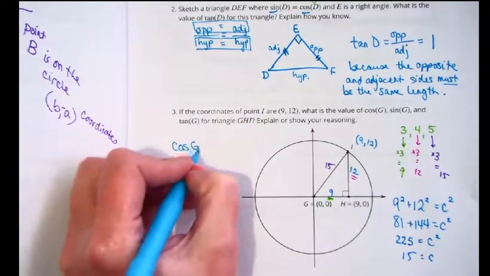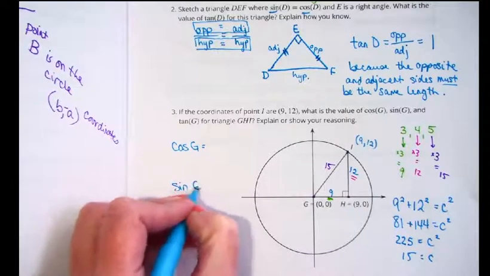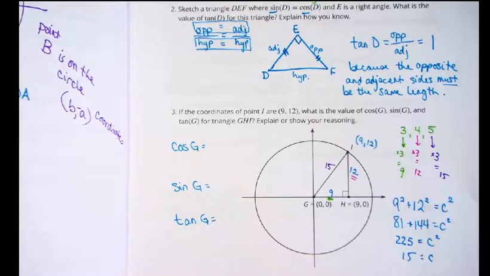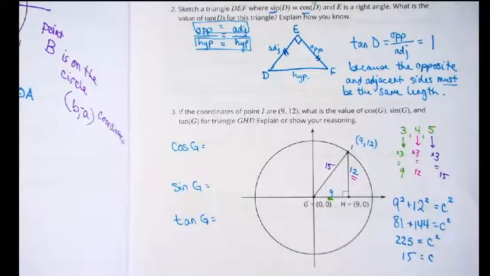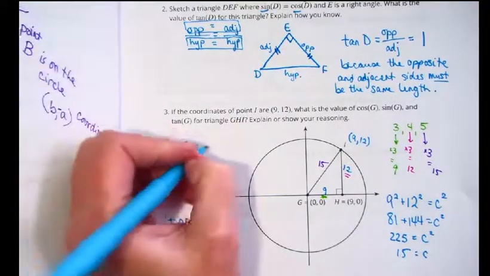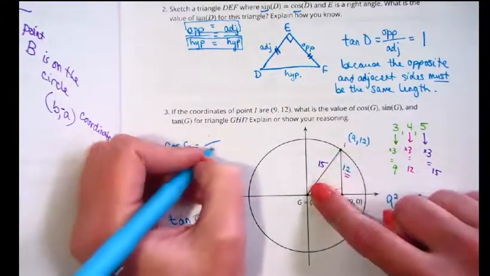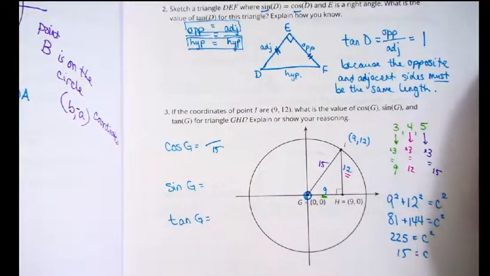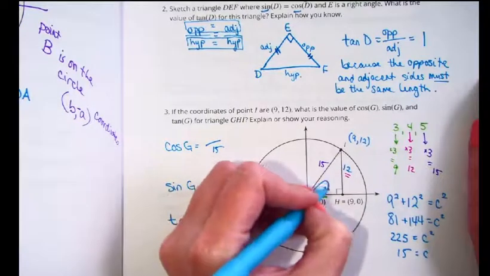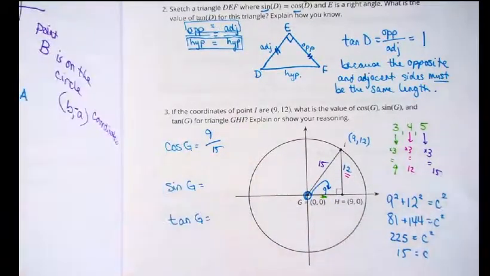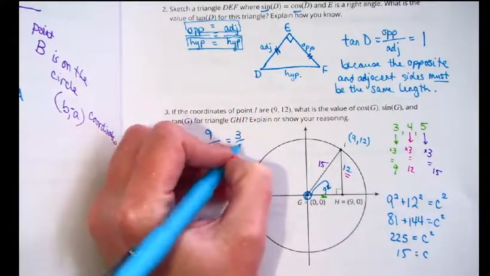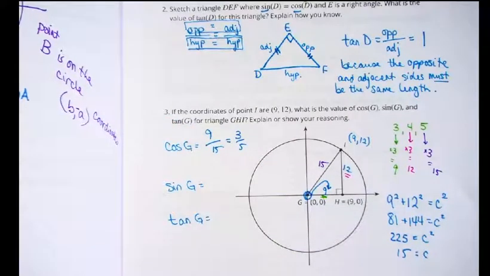Cosine, sine, and tangent of G. Cosine is, I'm looking up top, adjacent over hypotenuse. Hypotenuse is 15. From angle G, the adjacent side is 9. So 9 out of 15. We can reduce that because 3 goes into each of those evenly to be the same as 3/5. See the 3, 4, 5 triangle and how much we're going to use this now?